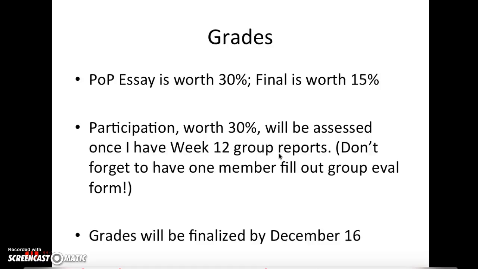Finally, let me talk a bit about grades too, because this is all coming down in the next couple of weeks. The pop essay, as you know, is worth 30 points or 30% of your total grade. The final is worth 15% of your total grade. Participation, which is worth 30% as well, is going to be assessed once I have week 12 group reports. So I'll look at week 8, 9, 10, and 12 together, and I'll generate a grade for you.